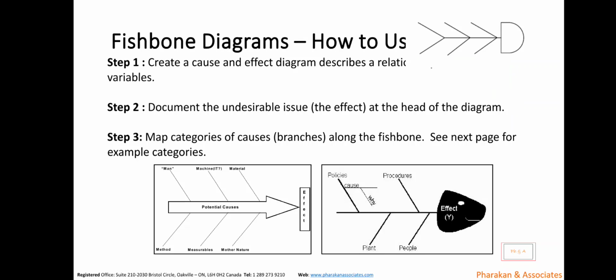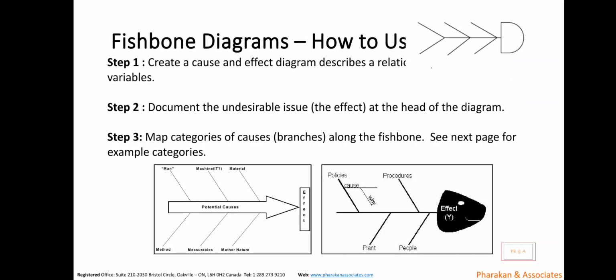To use a fishbone analysis, first of all, you need to create a cause and effect diagram that describes the relationship between the variables. And then you document the undesirable issue at the head of the diagram. So like the outcomes, what we can call the symptoms. What are the things that happen? And then you need to map the various categories of causes, which look like the various branches in a fish. You take the skeleton, the bone of a fish. There is a main one that goes right from the head down to the tail, and then there are other ones that branch out from the main one. Those other ones that branch out from the main one are the ones we call the various causes.